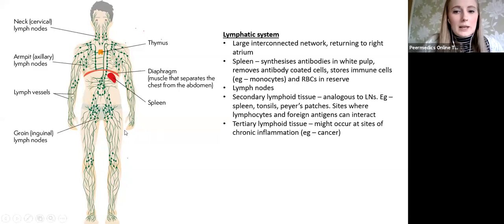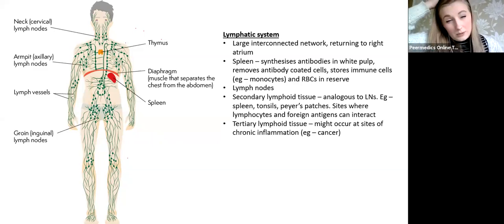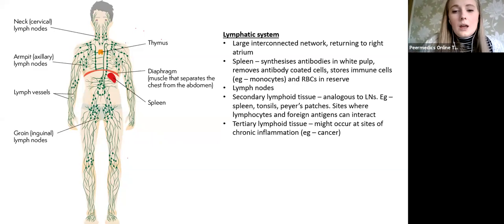It's primarily lymph nodes as well, which is the part of this that's of most concern when you're looking at lymphoma. You get this secondary lymphoid tissue, which is basically other organs that act like lymph nodes. So that could be the spleen, tonsils, Peyer's patches, which you might remember from doing GI in first and second year. Any sites where you get an interaction between foreign antigens and lymphocytes.